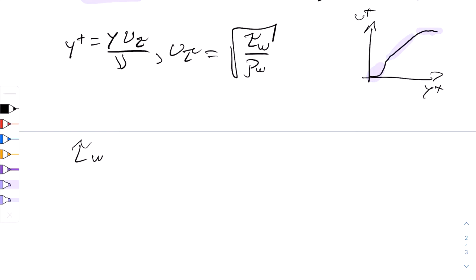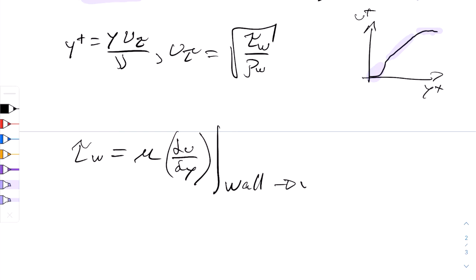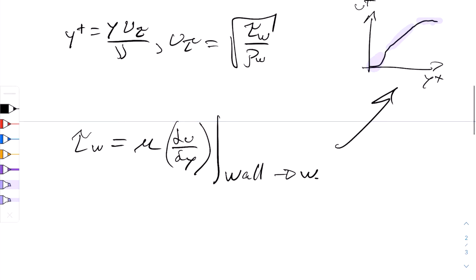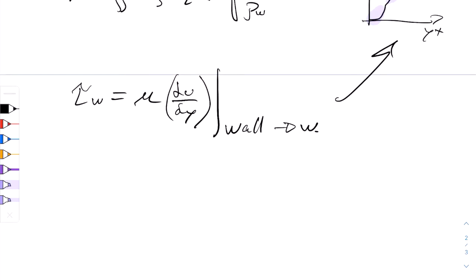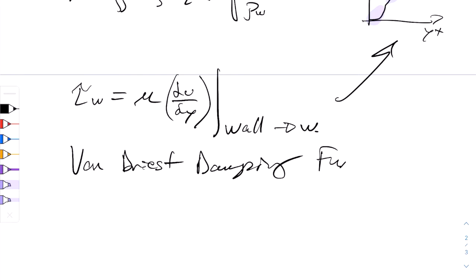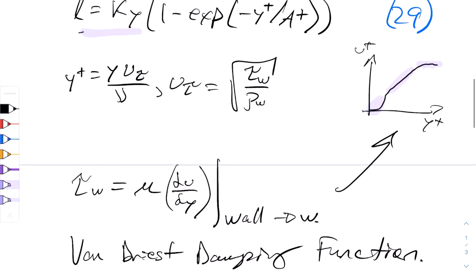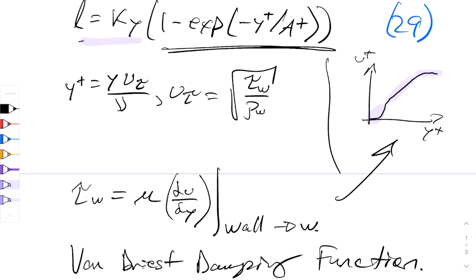Shear stress at the wall is tau sub w, and of course that is equal to mu, the viscosity, times partial u, partial y, at the wall, which we just say is w. So now we have these defined, and they can always be used to collapse your boundary layer and inner coordinates. Now we're going to say there's a so-called Van Driest damping function. That's the last part, of course, of equation 29 right here, which we defined with y plus just now.